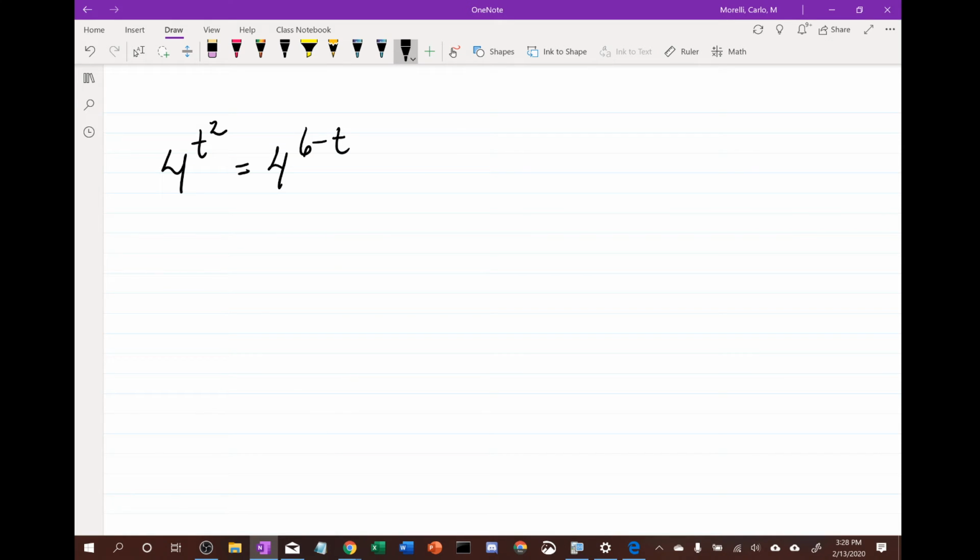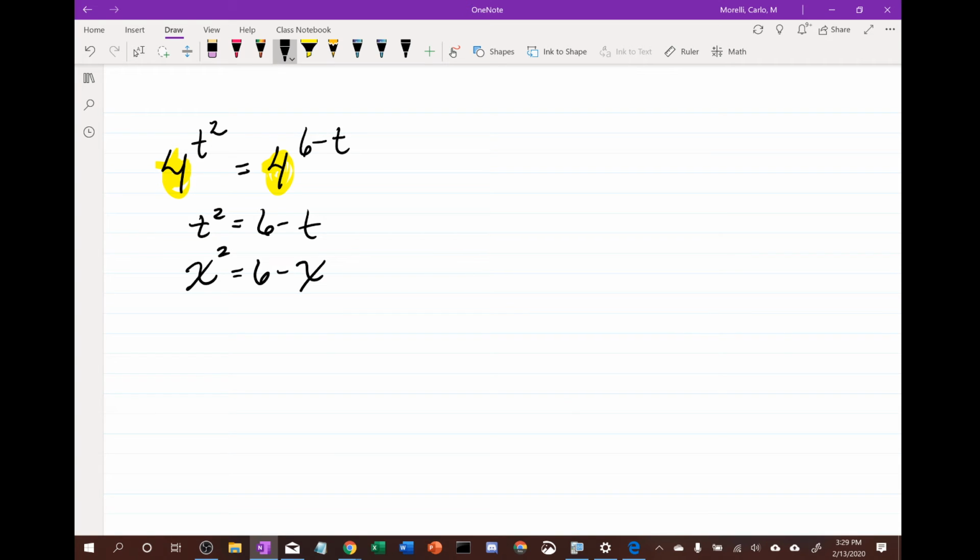Okay, now check this out, guys. The bases are the same, and as a result, I can just drop them entirely and set my exponents equal to one another. t squared equals 6 minus t. We have a request to switch to x, so let's do x squared equals 6 minus x.